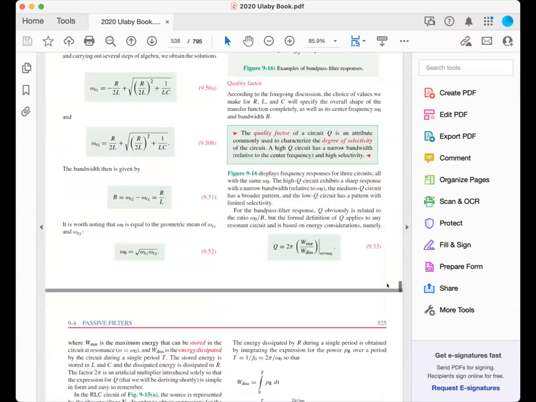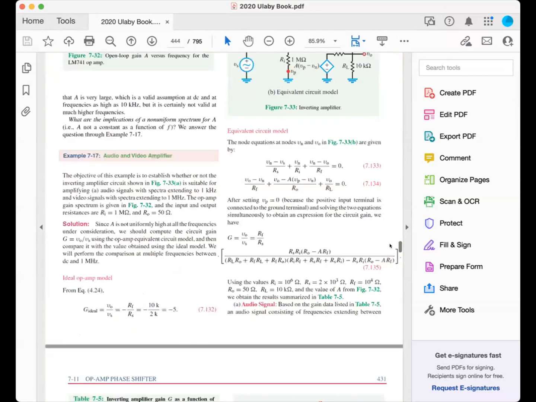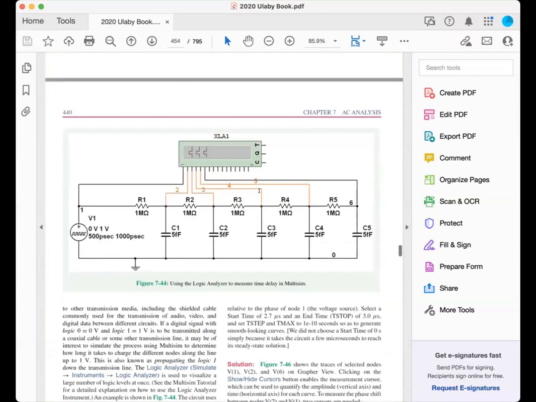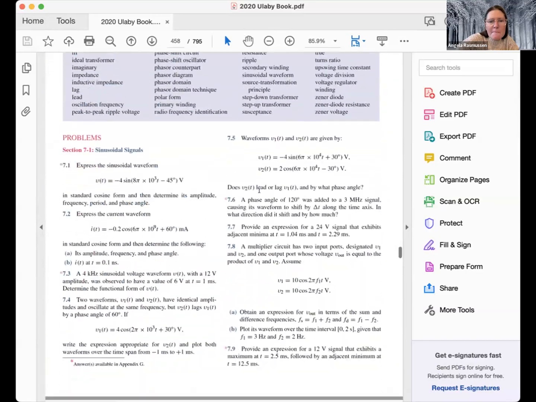Awesome. When we look at a power tool or an appliance and it says 1,200 watts, is that the real power or the apparent power? That will be the apparent power. Cool.